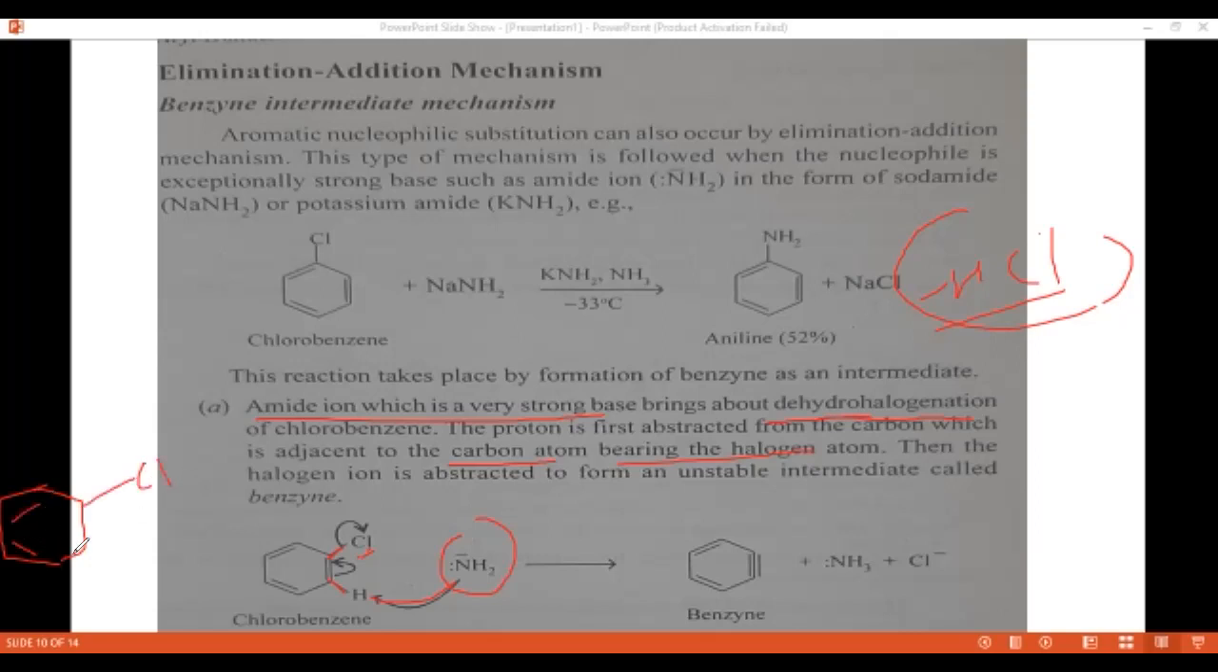When the amide ion abstracts this proton, the negative charge is present on this carbon, which is adjacent to the carbon bearing the halogen. One double bond is already present. The negative charge shifts, the bond to the chlorine breaks, and the chlorine is removed. Then benzene is formed. The halogen is lost to form an unstable intermediate, which is called benzyne.